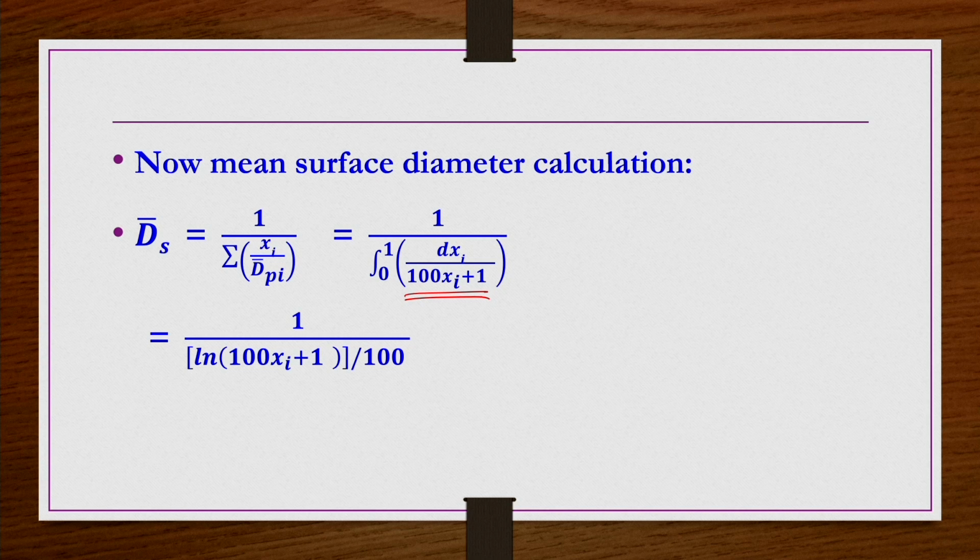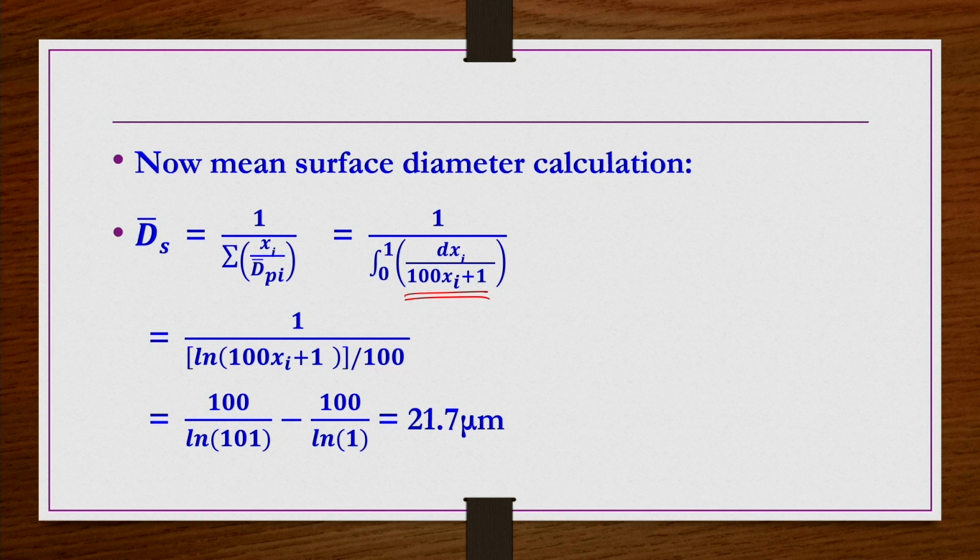If you integrate 1 by (100 xi plus 1), you get ln(100 xi plus 1) divided by 100, so 100 by ln(100 xi plus 1). Substituting the limits 0 to 1 for xi, you get the Sauter mean diameter as 21.7 microns. So quickly and easily, you get it as 21.7 microns. Okay, now next what do we do?